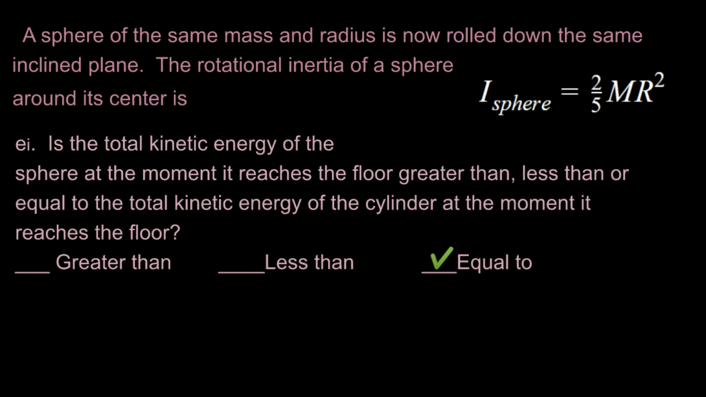The reason for that is they both start from the same height. They both have the same mass. Yes, they have different moments of inertia, but essentially the amount of energy that they have to deal with is dependent on the height and the mass and gravitational acceleration. And so those things are the same, which means this kinetic energy is going to be the same for both the sphere and the cylinder.